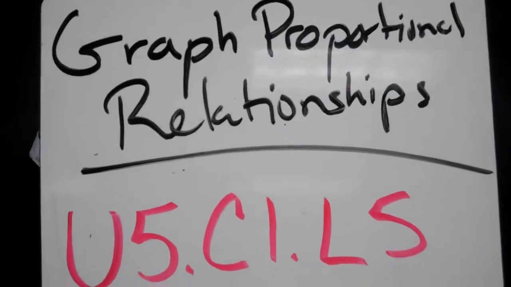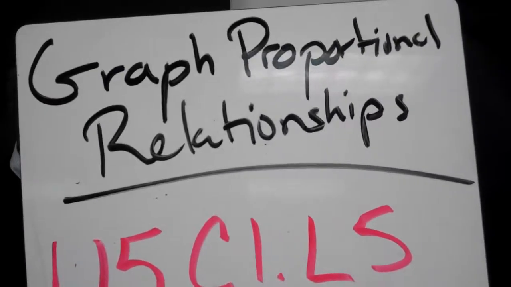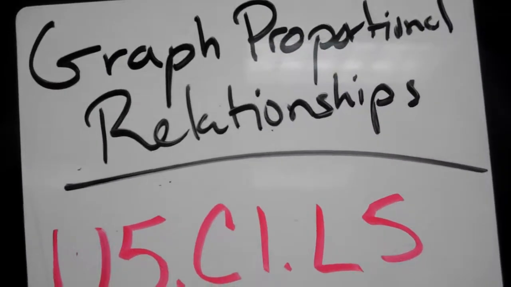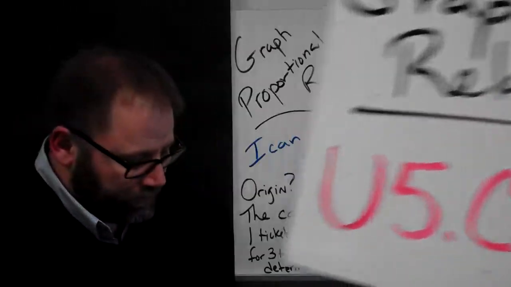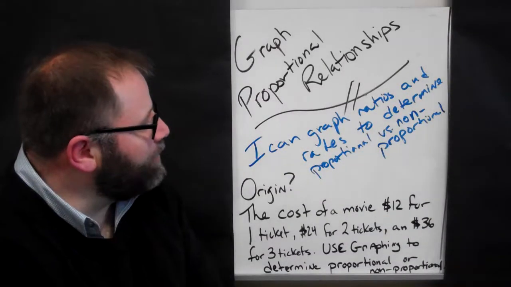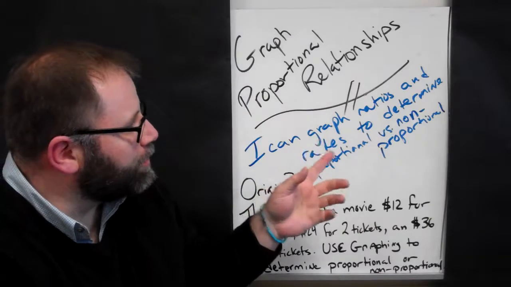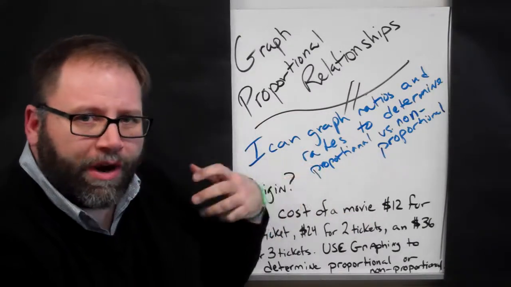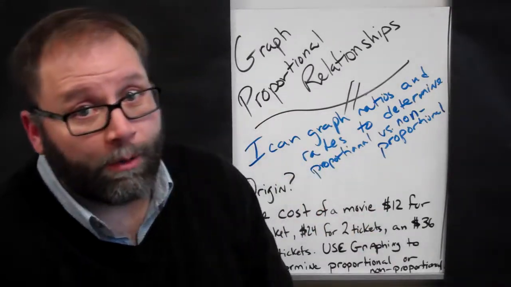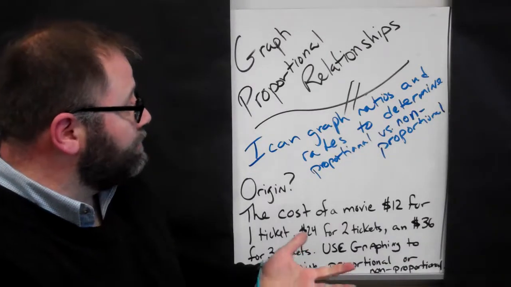This is Unit 5, Chapter 1, Lesson 5. You are going to be graphing proportional relationships with Mr. Romanovich. Hey, so today we are going to learn how to graph proportional relationships. We're actually going to learn how to graph relationships and then decide if they are proportional or not proportional.